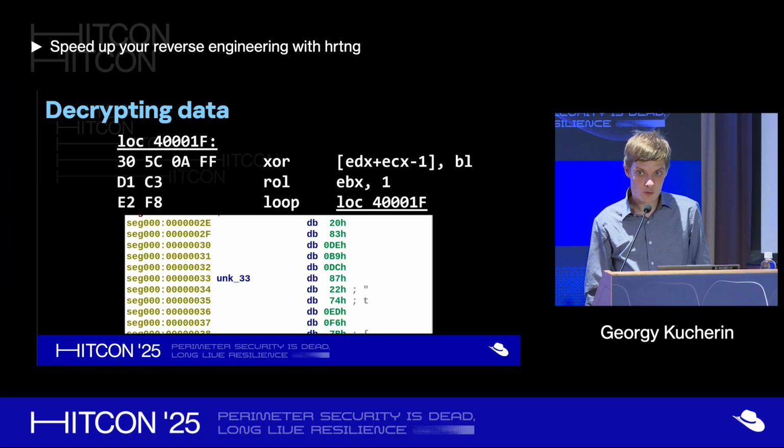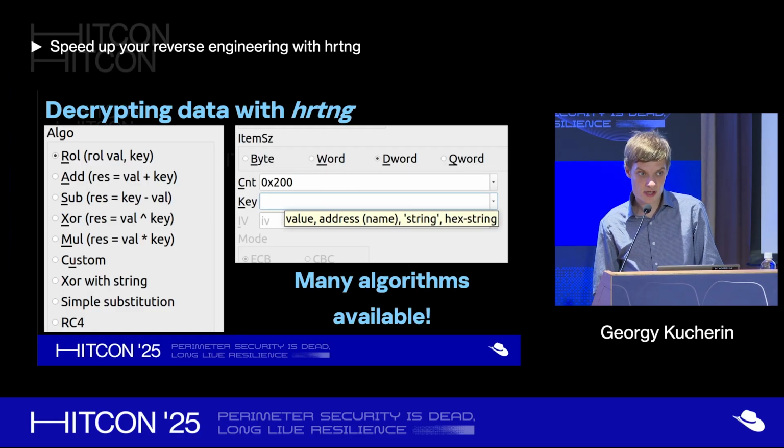This can be done in many ways. For example, you can write a Python script to do this, or a standalone C program. However, today I'll show you how to easily do it with the hrtng plugin, which already implements many encryption algorithms commonly found in malware out of the box.